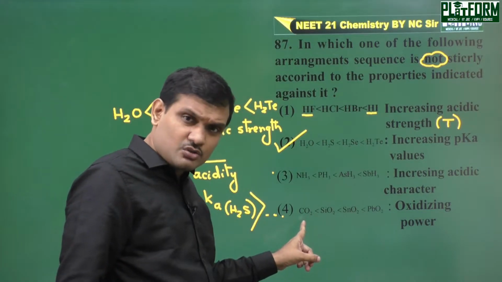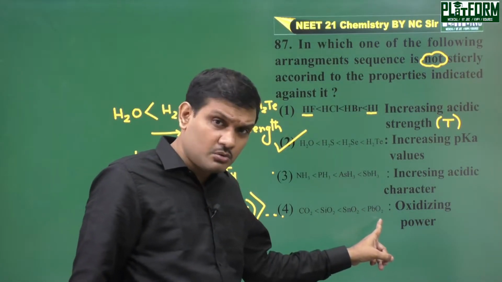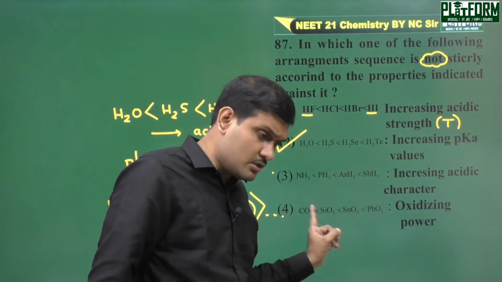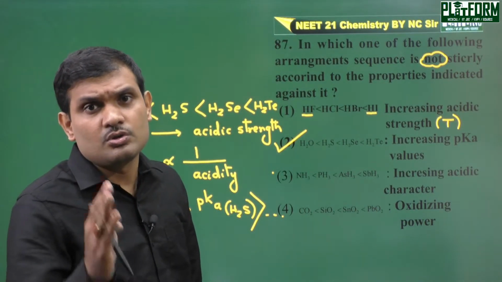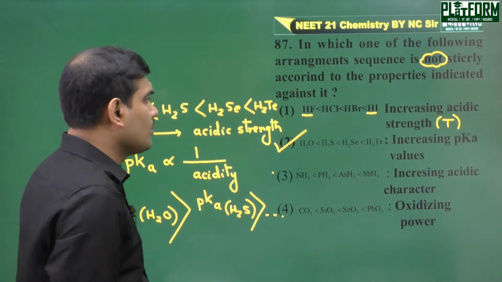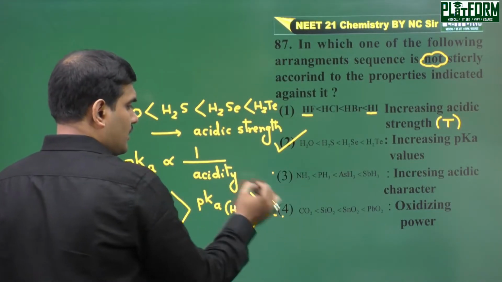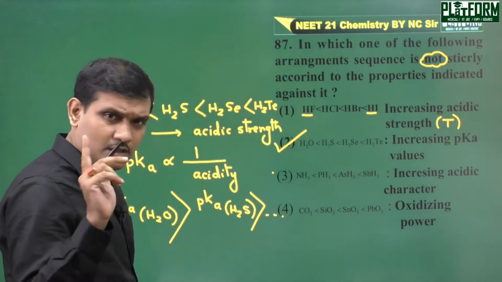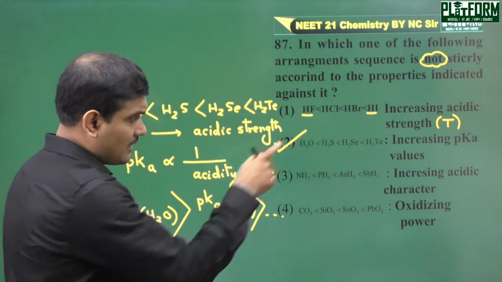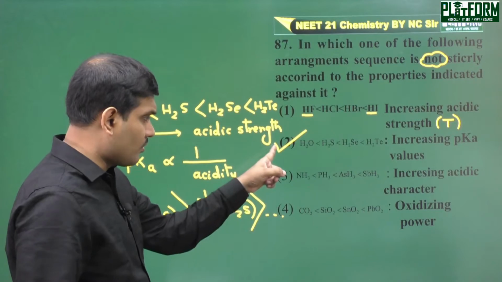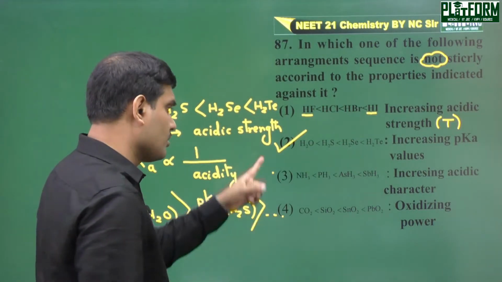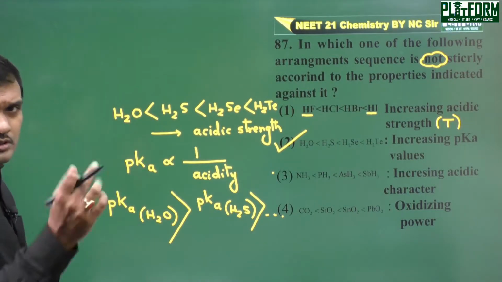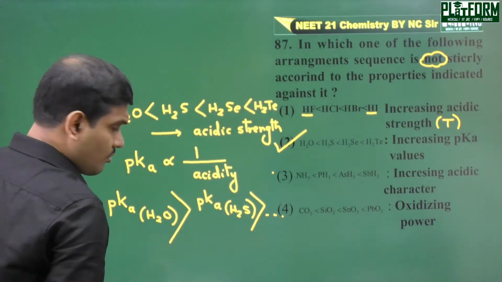CO2 has the least oxidizing property. PbO2 has strong oxidizing property. So oxidizing property increases down the group due to the inert pair effect. So options 1, 3 and 4 are correctly indicated according to their properties, and in option 2, the pKa values are not given in the correct order. As it is asked which is not the correct option, definitely it is option 2.